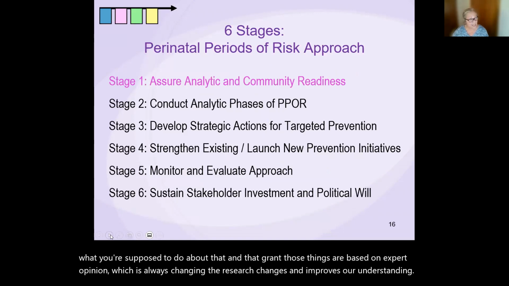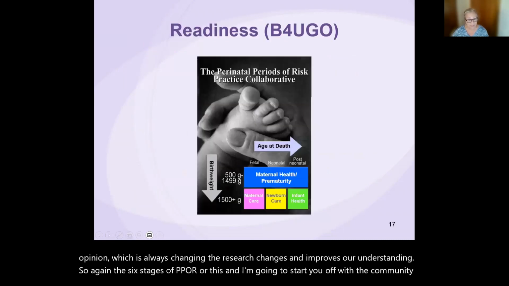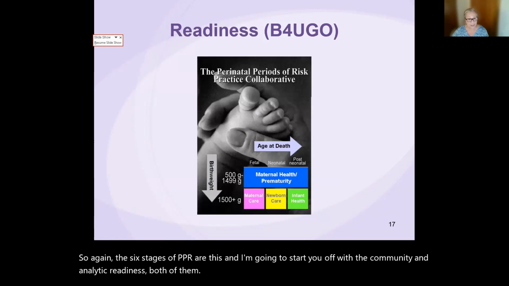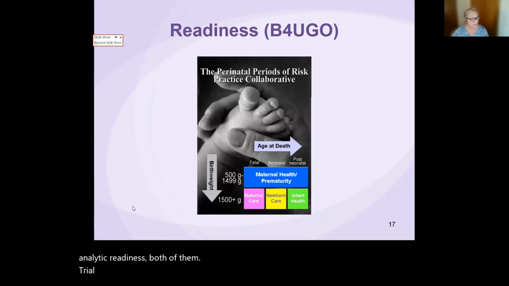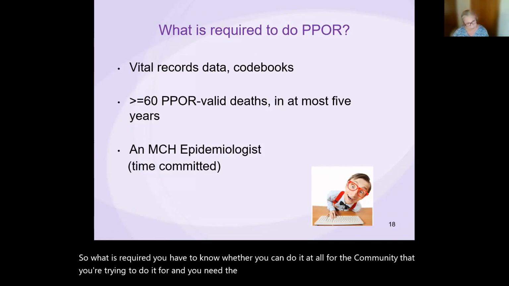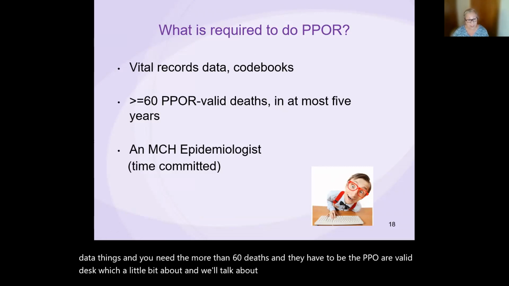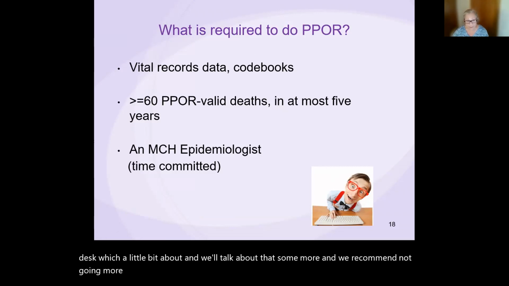So again, the 6 stages of PPOR are this, and I'm going to start you off with the community and analytic readiness, both of them. So this is the before you go. So what is required? You have to know whether you can do it at all for the community that you're trying to do it for. And you need the vital records data and code books for those data. And you need more than 60 deaths. And they have to be the PPOR valid deaths, which you know a little bit about, and we'll talk about that some more. And we recommend not going more than 5 years. Some people have, though.